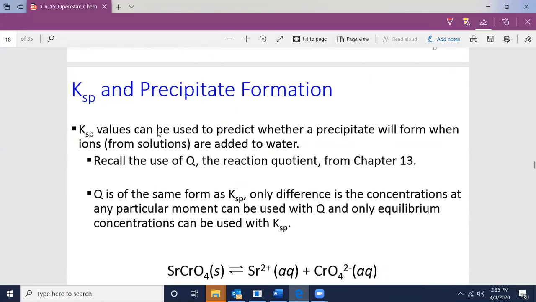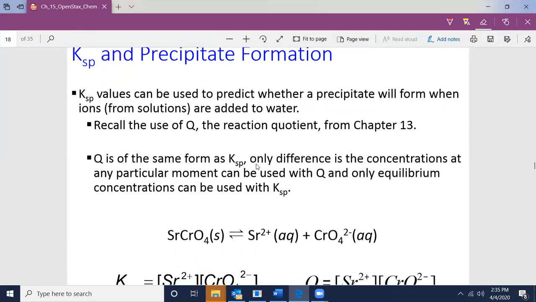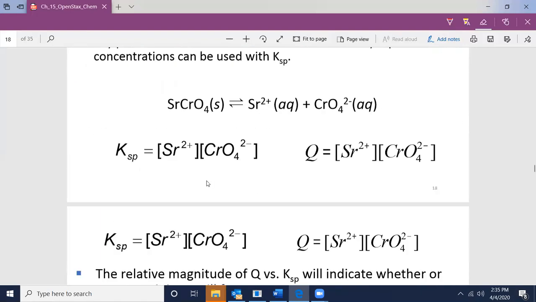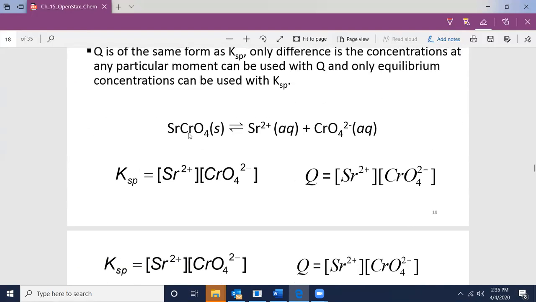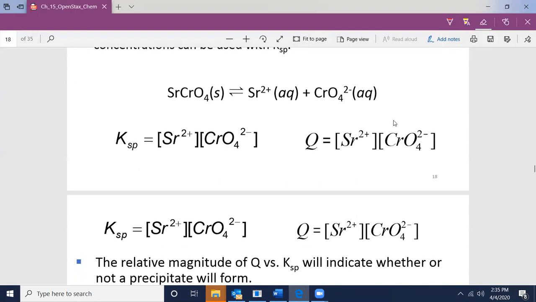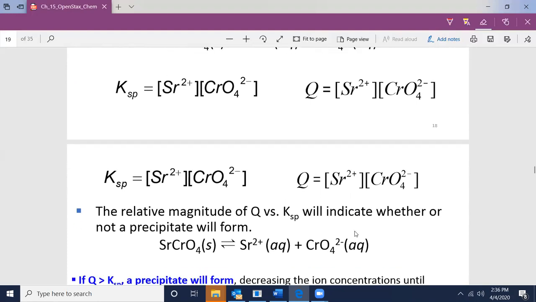KSP and precipitate formation. KSP values can be used to predict whether a precipitate will form when ions are added. If the KSP value is too small, it's very difficult for the ions to form a precipitate. If the KSP value is large, it means it's going to go more into the ions. So Q is the same stuff. This is the exact same analogy that we have been using so far. At any point, the numbers give us the quotient Q, and at equilibrium it's going to be the K value for the solubility product. It's exactly the same thing.